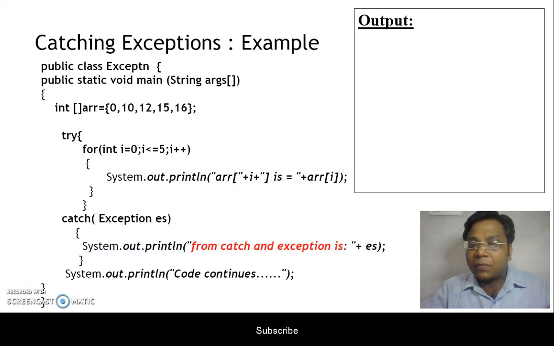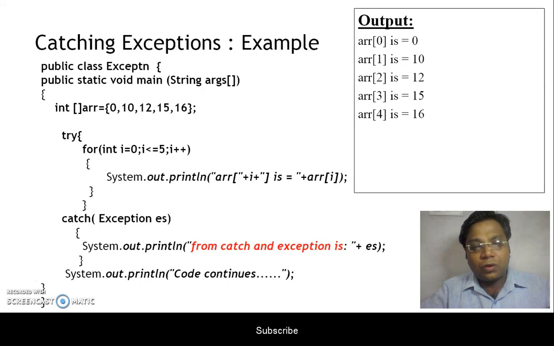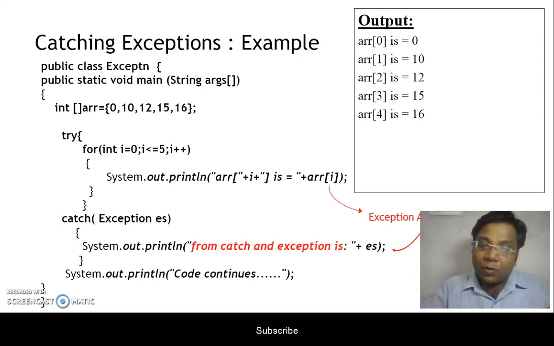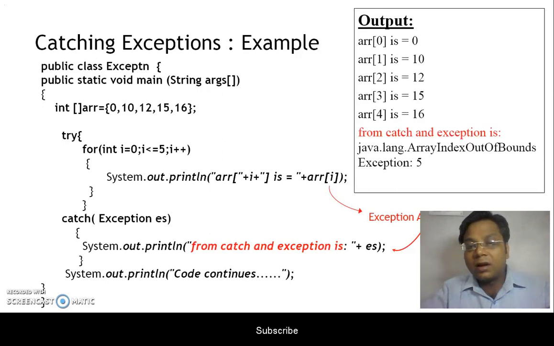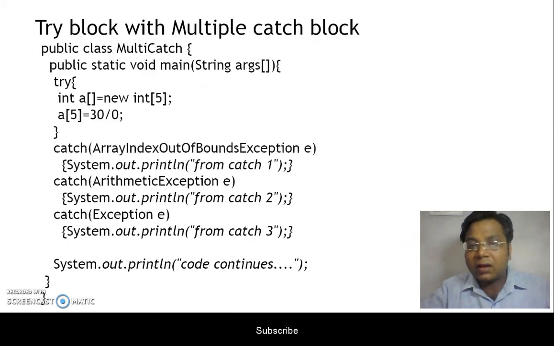Here is the output of this program. See, arr[0], arr[1], arr[2], arr[3]. As soon as we go to arr[4], no problems at all. As soon as we try to access the 5th element of the array, which is actually not there, arr[5], the exception arises and propagates but is handled by the catch, the catch statement is printed here, and the code will continue. This is the example of a try and catch block.